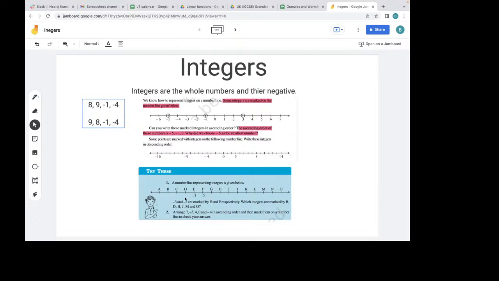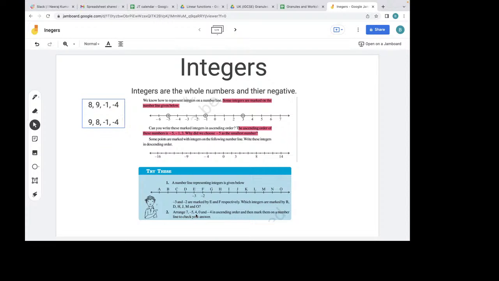So B we can see is 4, 5, 6, that's -6. D is -4, H is 0, J is here 1, 2, that's 2, M is 5, O is 7. Okay, so we have figured out all the numbers. Now what do we have? The next question.